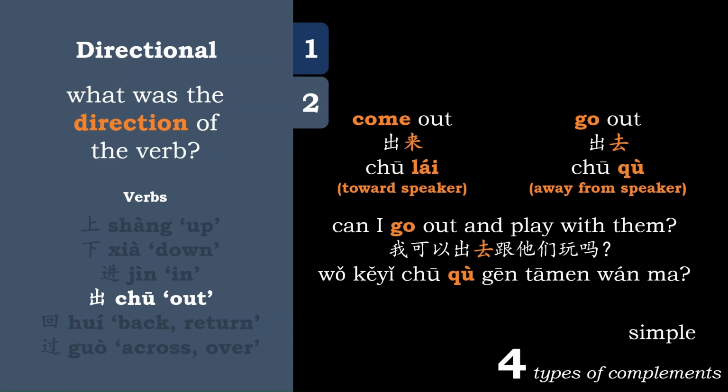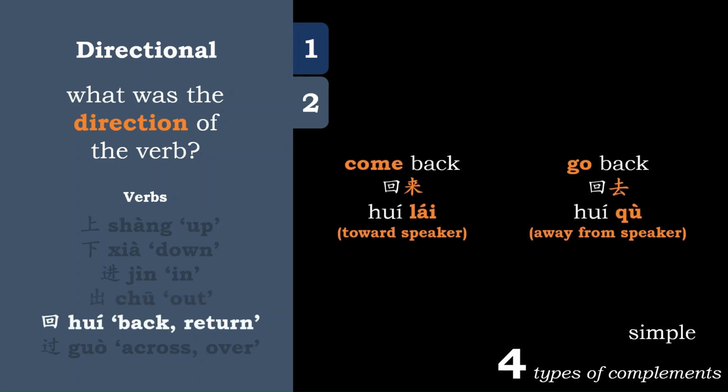himself, he would still use 出去. And this works the same as it does in English. If I'm leaving the house, I, as the speaker, would say, I am going to go out. 出去. Come back, 回来, return toward the speaker. Go back, 回去, return away from the speaker.